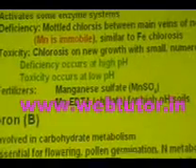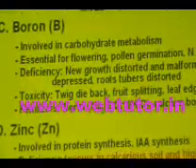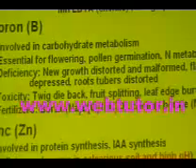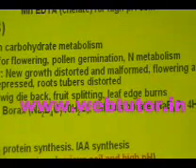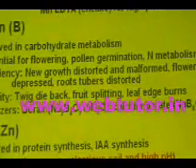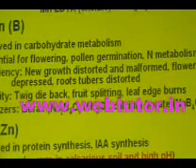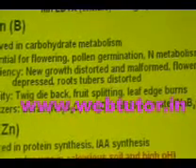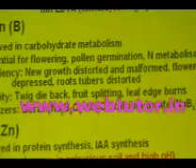Then there is boron. Boron is involved in carbohydrate metabolism. Boron is essential for flowering and pollen germination, and it helps in nitrogen metabolism. With deficiency, you will see new growth distorted and malformed; the newer ones formed will not be in proper shape. With toxicity, when there is excess of boron, your twigs may die and the fruit may split up. Toxicity is very rarely seen. Fertilizers are borax and calcium borate. And then there is zinc.